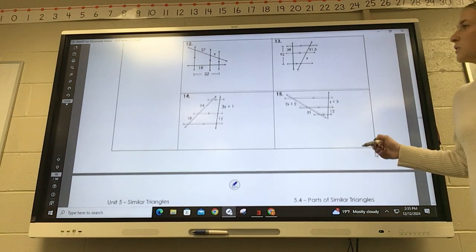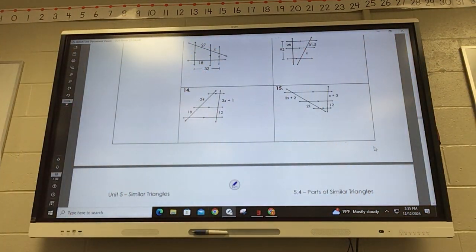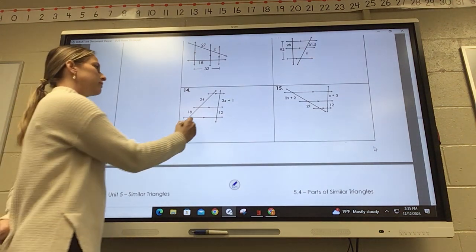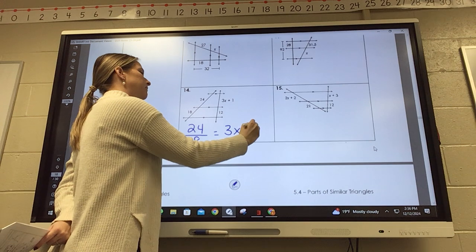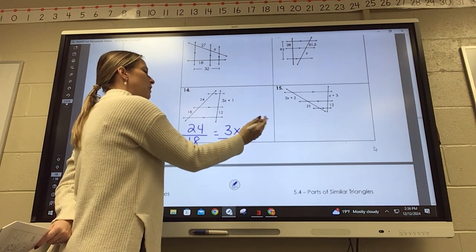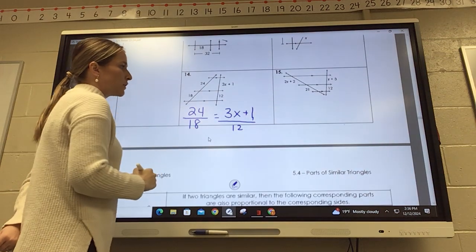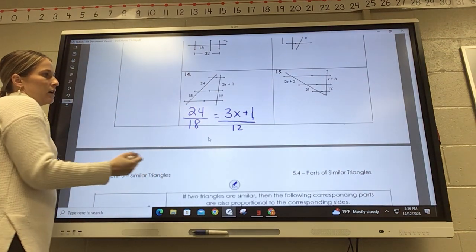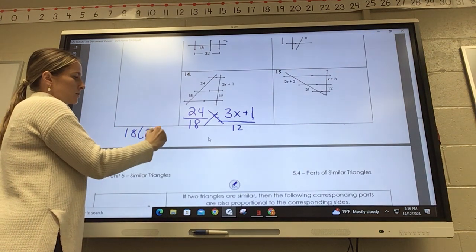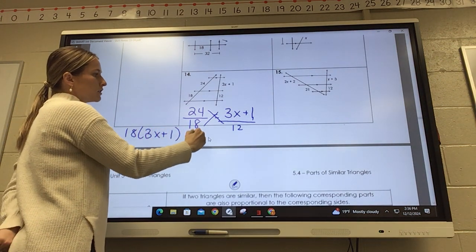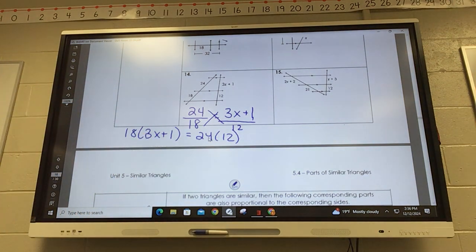14? Okay. Raise your hand if you can set this one up for me. Sarah? 24 over 18 and 3x plus 1 over 12. Good. When I have a quantity, which means plus or minus, what do I need to put around the 3x plus 1? Okay, and then you're going to distribute. So 18 times 3x plus 1 equals 24 times 12. Go ahead and finish solving that on your own.